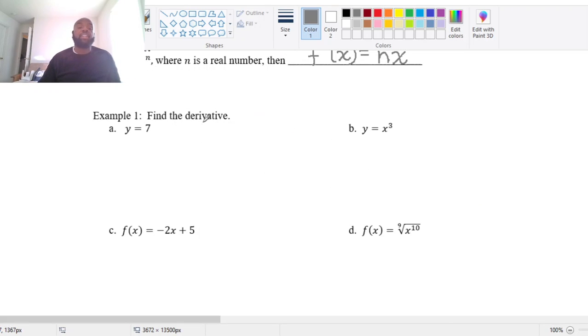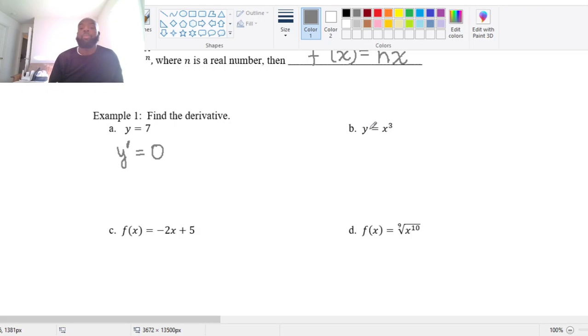For instance, find the derivative. I have y equals 7, right? Well, this is y, my output. 7 is my function. It is a constant, right? So this is the derivative of a constant. So I know we can say that y prime, the derivative of that, is going to be 0 because the derivative of a constant is 0.